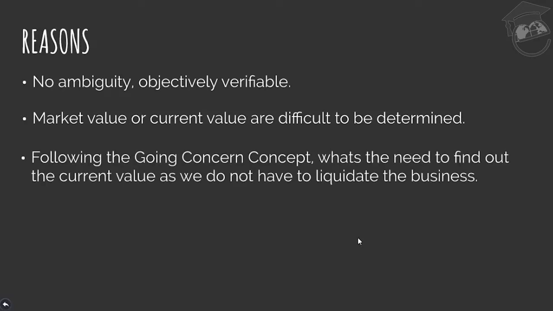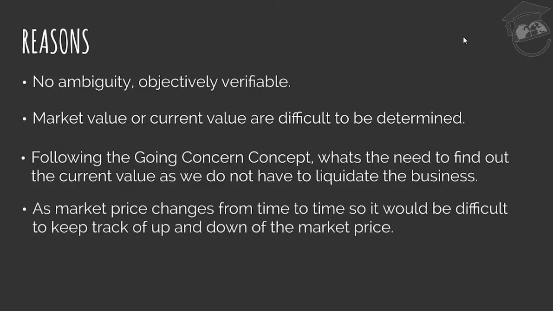Next one, because we follow the going concern concept, what's the need to find out the current value as we do not have to liquidate the business? And last but not the least, as market price keeps changing from time to time, it would be very difficult to keep track of increase and decrease of the market price. And it can be the case that price of a particular asset fluctuates around 10 times during a particular year. So am I going to change the price of the asset in my books of accounts as and when the price changes in the market? Thus considering the ease and avoiding all the complexity, we record on the basis of the price that was paid to acquire the asset. And because the cost of acquisition relates to the past, that is why it is referred to as historical cost, and we also call it cost concept.